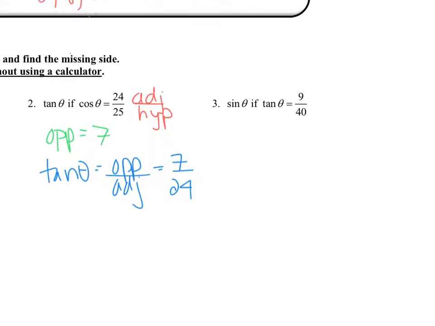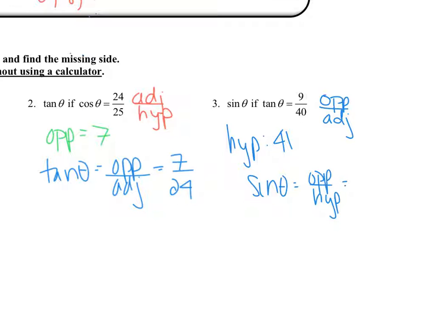All right, let's try that last example on our own, please. Okay, so tangent is opposite over adjacent. That means the hypotenuse would be 41. Good active note here for you is that the hypotenuse should always be the largest number. So sine is going to be opposite over hypotenuse, so 9 over 41.